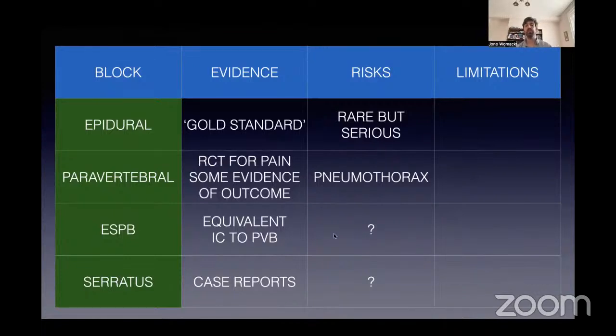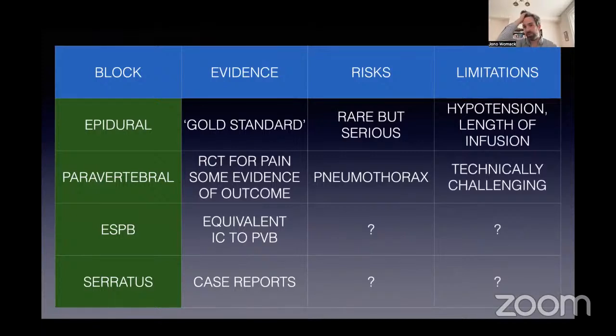ESP and serratus, the risks are difficult to quantify. Certainly, people have caused pneumothorax from ESP and serratus plane block already, but you would imagine that they're less risky because the needle goes less deep, potentially less risk of an uncompressible hematoma. But these are all theoretical. So on the basis that they're more superficial and you're passing fewer structures, they're probably less risky than a paravertebral block. But we don't have strong evidence that they're definitely less risky.